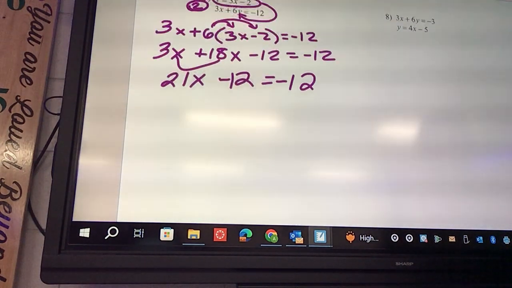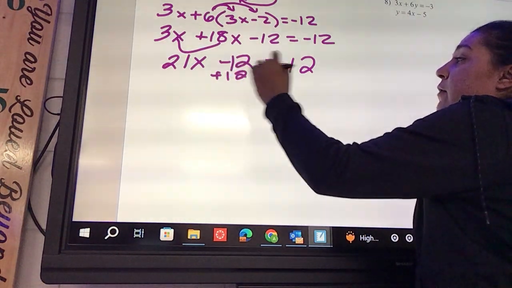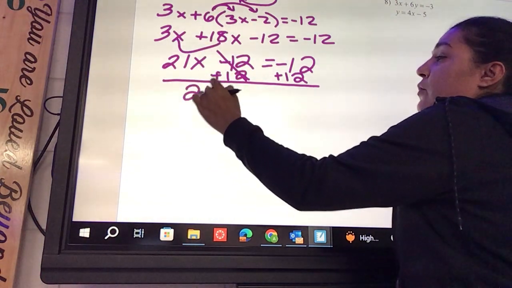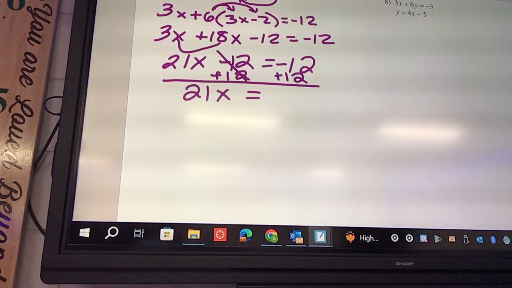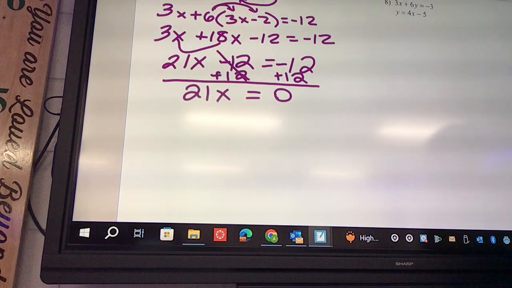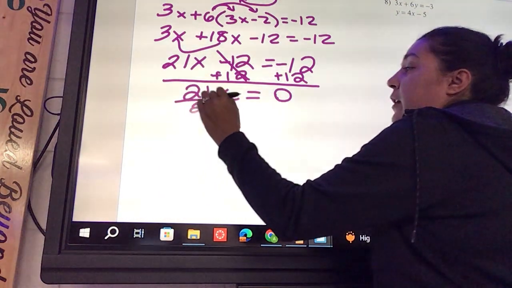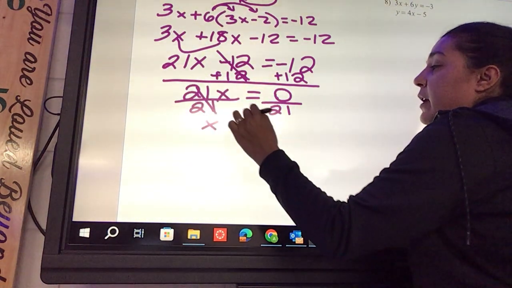Okay, and then what needs done? Who's the third wheel? The negative 12. So we're going to say plus 12, plus 12. Okay, so I'm going to get 21x equals 0. Okay, and then what? Divide by 21. Yep, and it's going to be x equals 0.